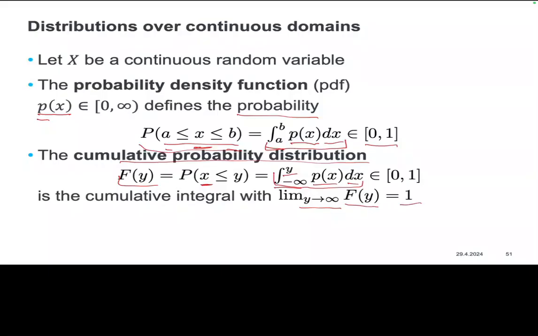The idea is basically I have some probability mass that I distribute over the real line from minus infinity to plus infinity. And if I sum up all this probability density, I end up with exactly a probability mass of 1.